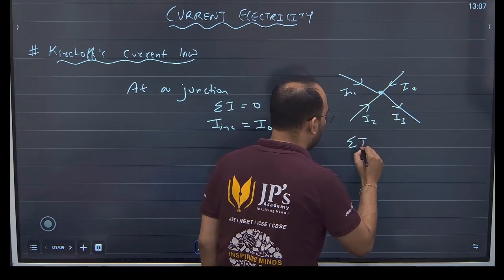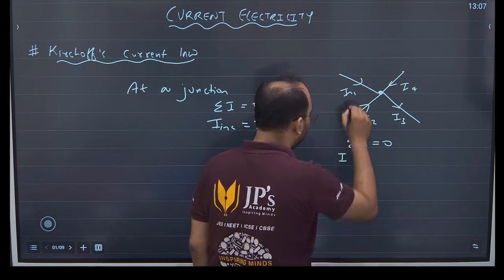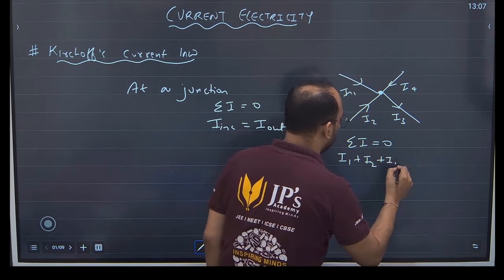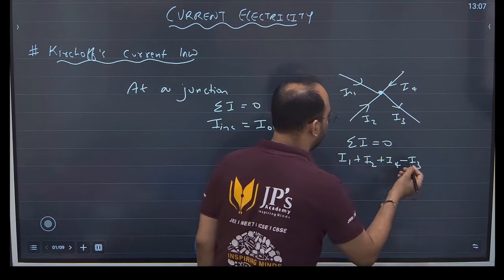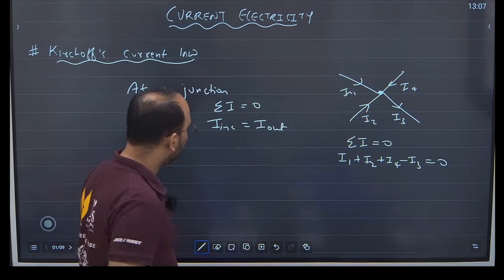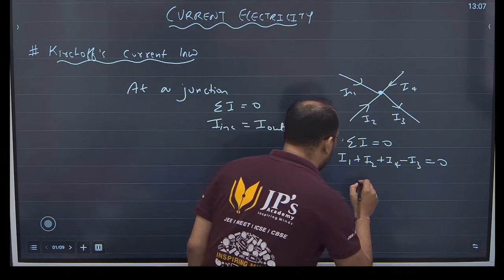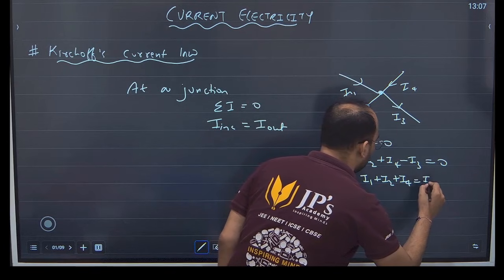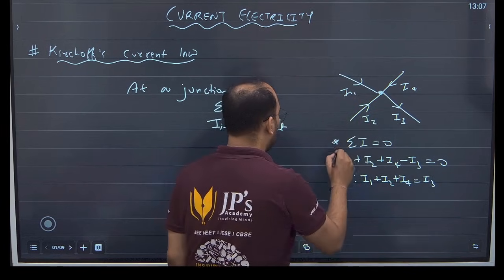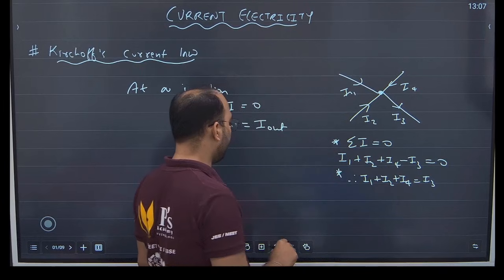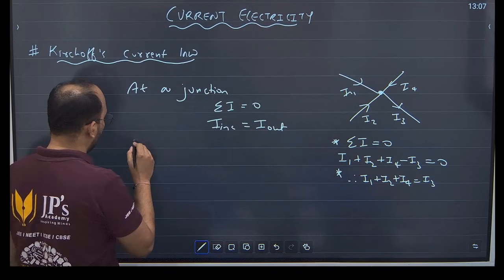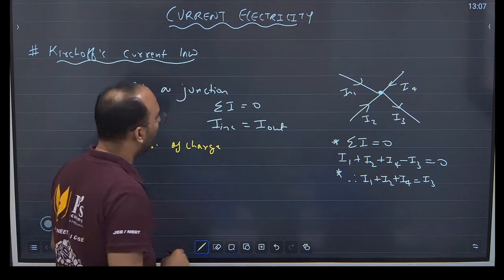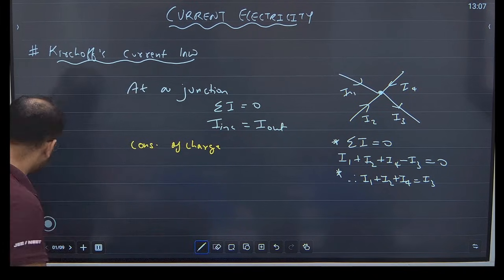So sum of all current equal to 0 basically means I1 incoming I'm taking as positive, I1 plus I2 plus I4 minus I3, outgoing I'm taking as negative, is equal to 0. That's one way of writing the equation, or you can write it like this: I1 plus I2 plus I4 incoming is equal to I3 outgoing. Both are the same thing. Whether you say sum of all current equal to 0 or incoming equal to outgoing, it's the same thing. This law is based on conservation of charge, that is, no charge is stored anywhere. It is just going to flow as it comes. Okay, let's go for the next one.